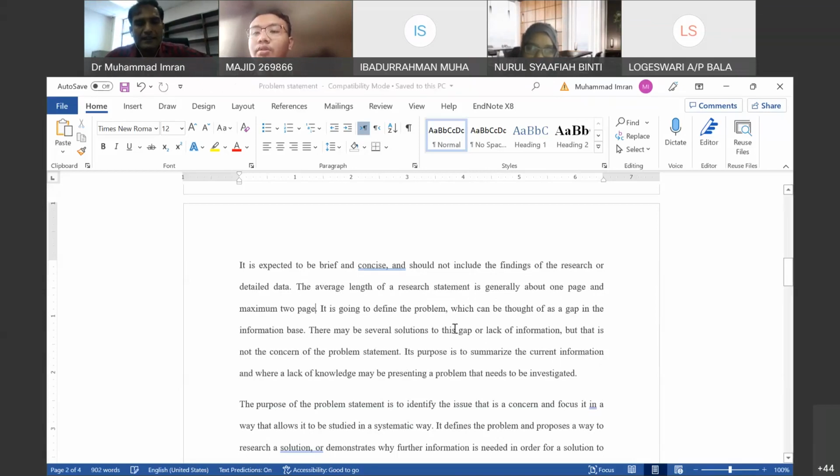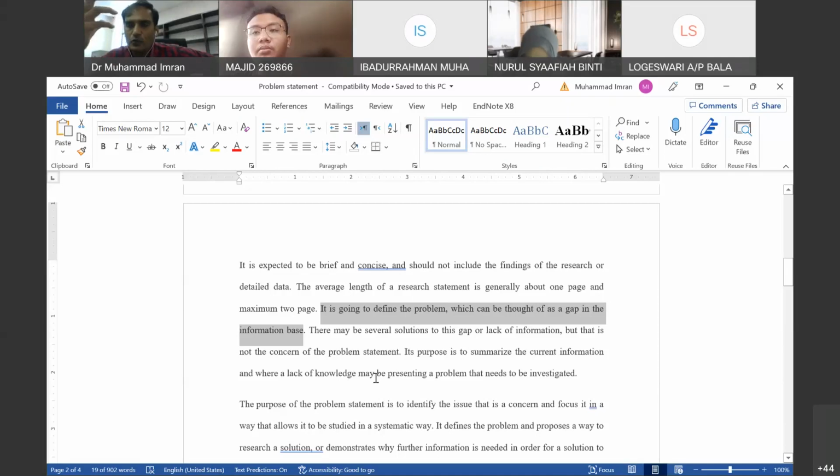Understand? It is going to define the problem, which can be thought of as a gap in the information. Yeah, there are 3 gaps. You must know about this one. Number one is the practical gap. Number two is the theoretical gap. Number three is the methodological gap, methods.